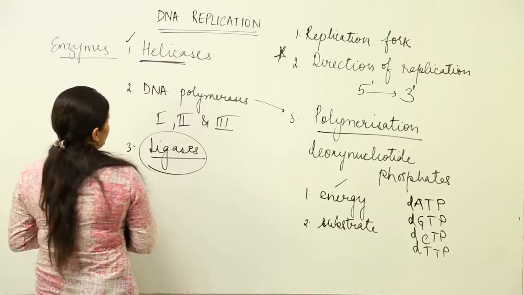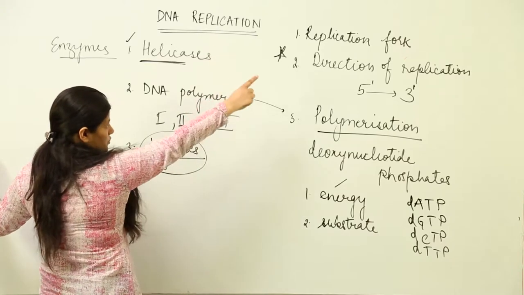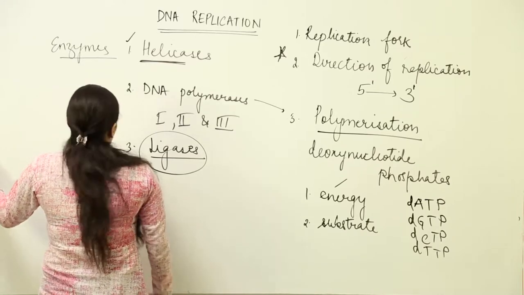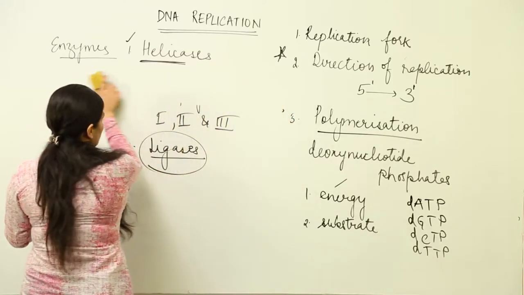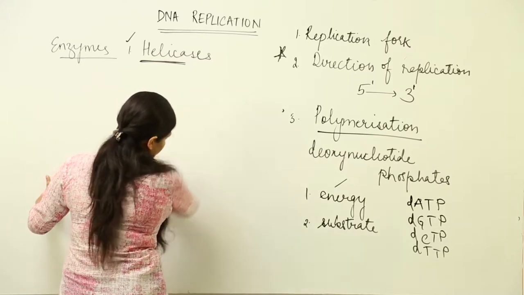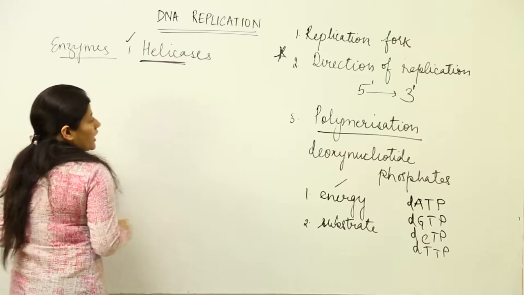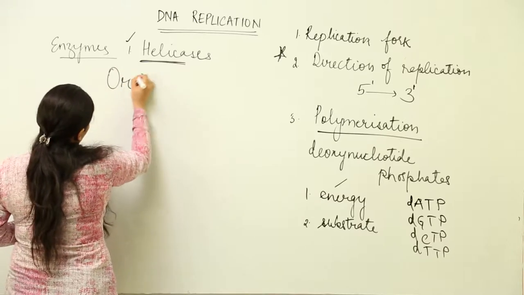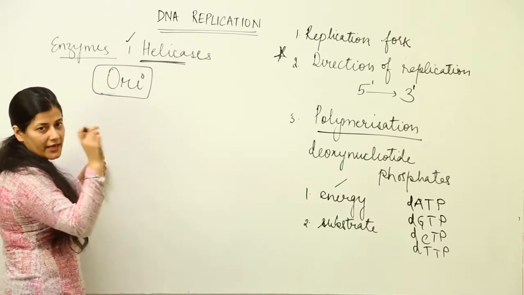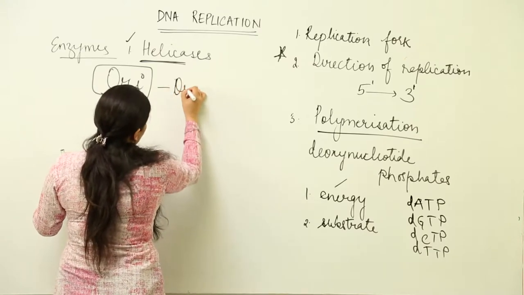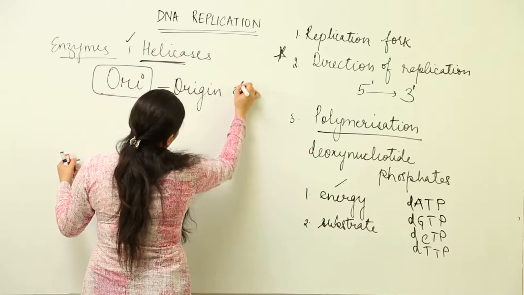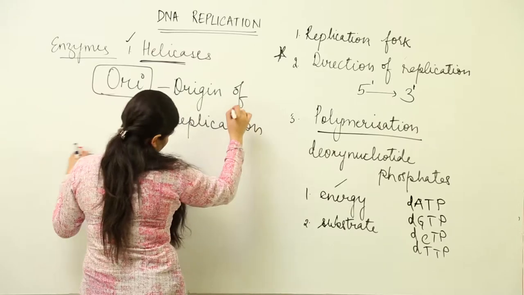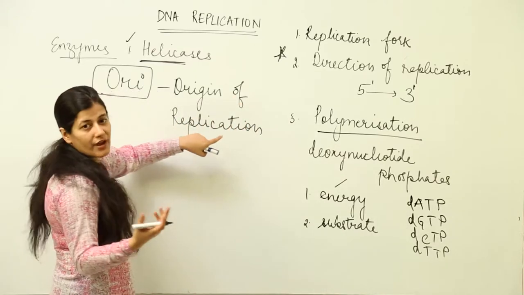Okay, now let us see the process, because we didn't talk about replication fork till now, we didn't talk about direction of replication till now. Now we are going to see the function of helicases first of all. See, before we start with replication, we have a term known as ORI. This ORI is a site where replication begins, and it is known as origin of replication. It is a specific sequence which is identified by another sequence known as RNA primer, from where the replication starts.